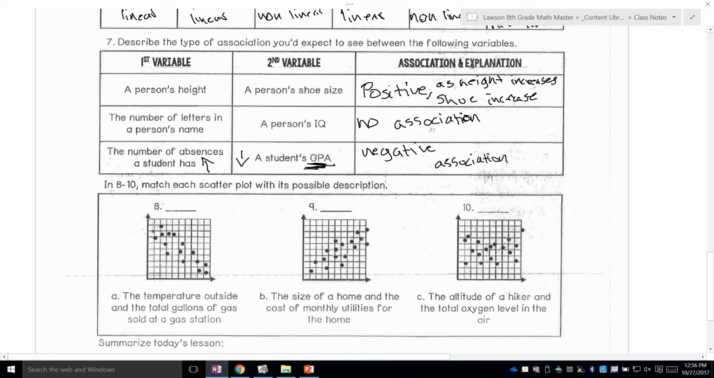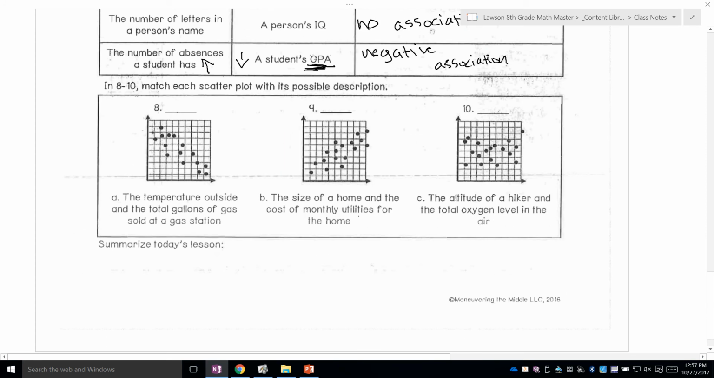And if you were filling that out on a test or on a worksheet for me, and I saw that you put that arrow down and the arrow up, because as the absences is going up and the GPA is falling, I'm going to count that as an excellent explanation, because I love the fact that you know that they're opposite of each other, and so that's going to give you a negative association.